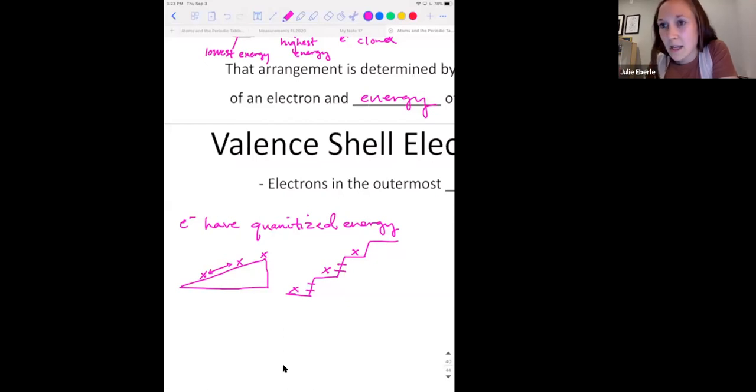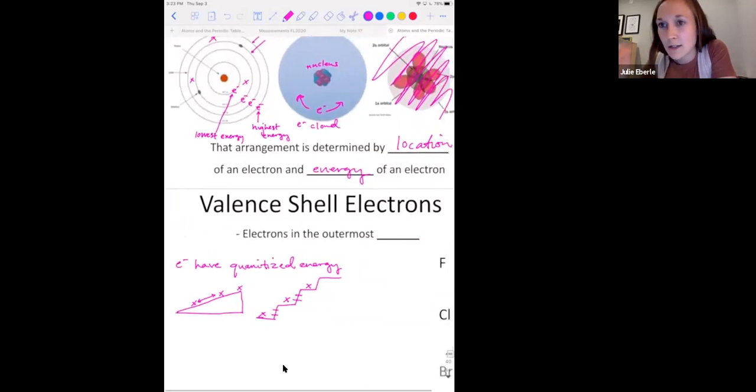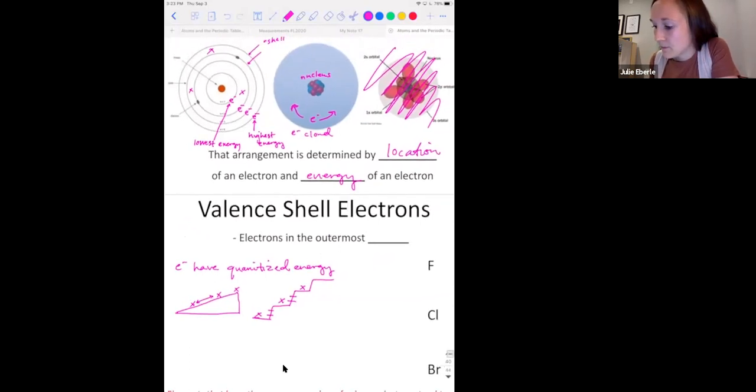So the heights on a staircase are quantized. You can only be at certain distances or certain heights. And that's the exact same way as electrons in an atom. Those electrons can only be at quantized distances. Therefore, they have quantized amounts of energy based on what shell they're in, okay?